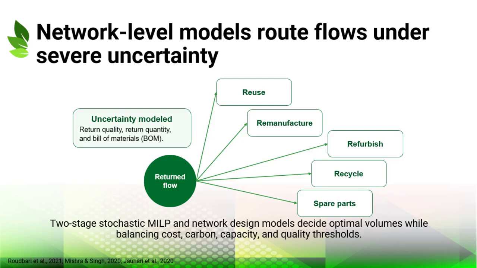Two-stage stochastic mixed integer linear programming and related network design models help decide optimal flow volumes while balancing cost, carbon emissions, capacity limits, and quality thresholds. These models are especially useful when returns arrive across regions or countries and when different facilities have different capabilities. They show that recovery routing is a system-wide allocation problem, not merely a local inspection decision. Uncertainty makes optimization especially valuable in this context.